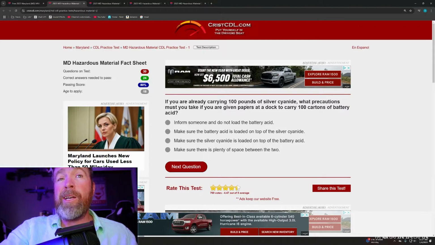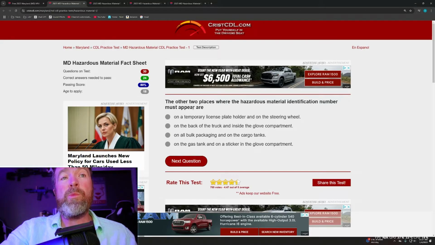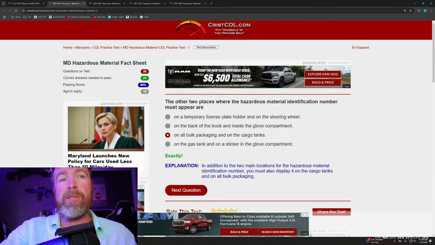If you are already carrying 100 pounds of silver cyanide, what precautions must you take if you are given papers at a dock to carry 100 cartons of battery acid? Inform someone and do not take the battery acid. The other two places where the hazardous material identification numbers must appear: on all bulk packaging and the cargo tanks.